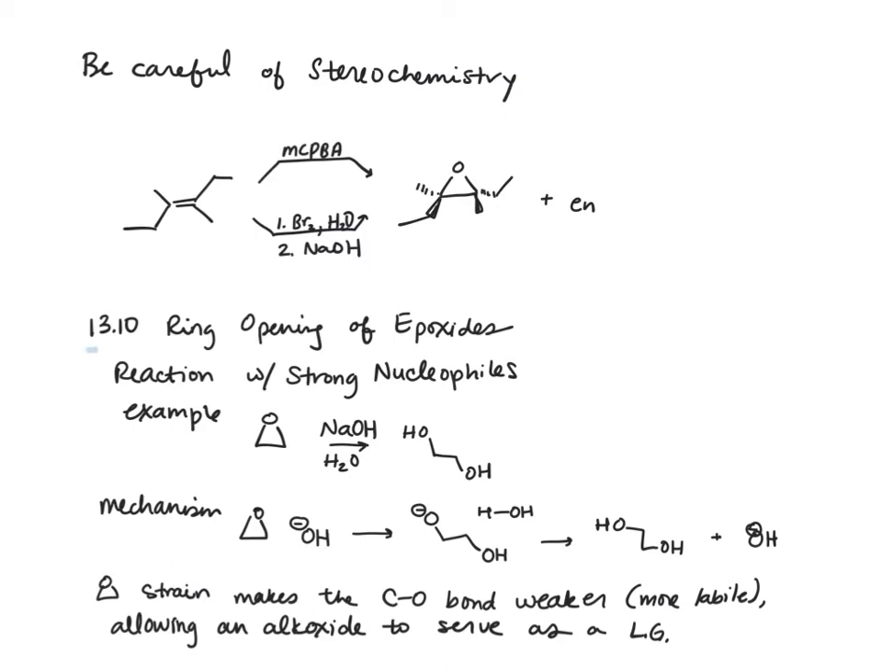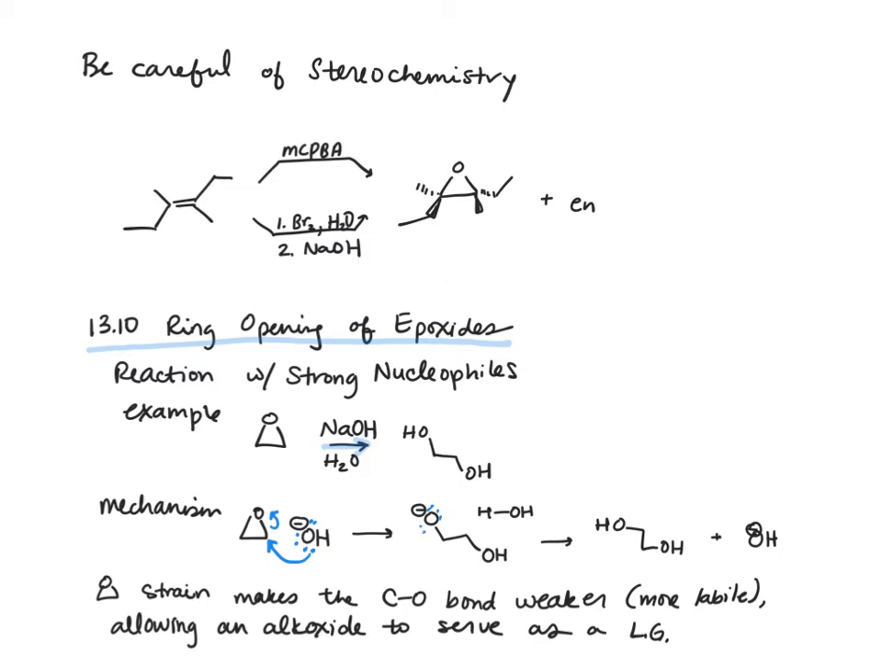Next, we move to section 13.10, where we talk about the ring opening of epoxides. Epoxides open when they are treated with strong nucleophiles. An example is shown here in which epoxide is treated with sodium hydroxide and water, and it forms this diol. How does this work? We take hydroxide, which is our good nucleophile. It attacks the carbon of the epoxide ring, and the ring opens to form this deprotonated diol.